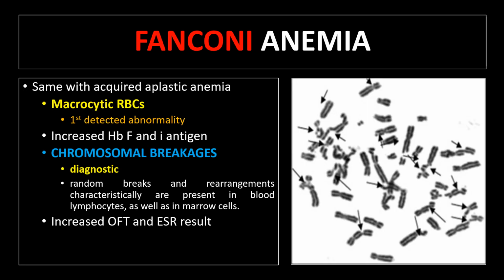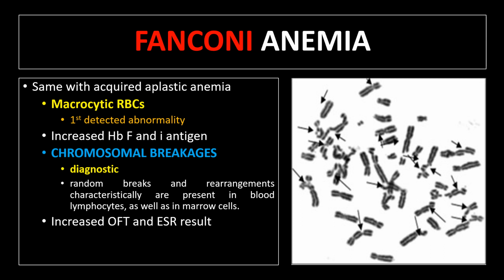So what are the parameters that we are looking for when suspecting Fanconi anemia? In your CBC or your peripheral blood smear, we can see macrocytic red blood cells, which is usually the first detected abnormality in the CBC. But in other books, it could also be a macrocytic normochromic type of anemia. As shown in the picture on the slide of Fanconi anemia, they have increased levels of hemoglobin F and I antigen.